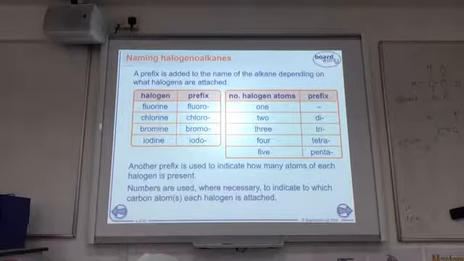Yes, question. So what comes first, the number prefix or the column? That's a good question, actually. Which prefix comes first? Well, you would need the prefix for the number of halogens before the name of the halogen. So it'd have to be like dibromo or trichloro.